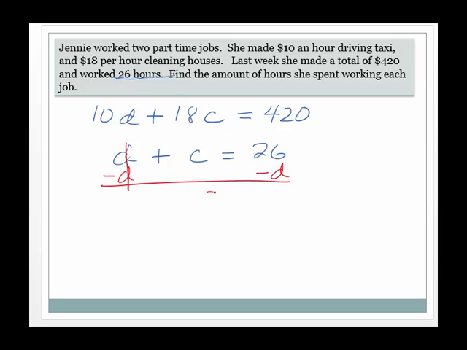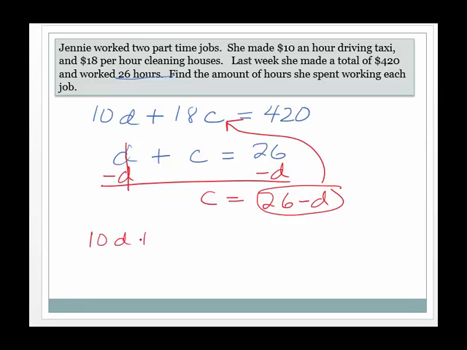And what I get is I get this C all by itself, so C equals 26 minus D. And since C is 26 minus D, I can put 26 minus D in for that C. That's called substitution. So this top equation now says 10D plus 18. Instead of me writing down C, I'm going to put 26 minus D, because 26 minus D equals C, right? Okay, and that has to add up to 420.